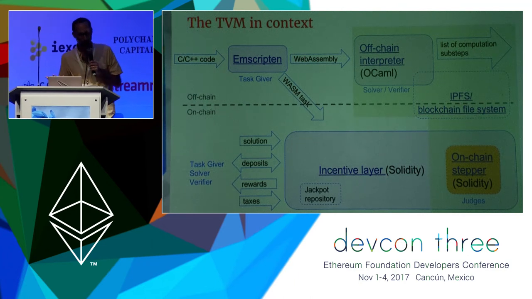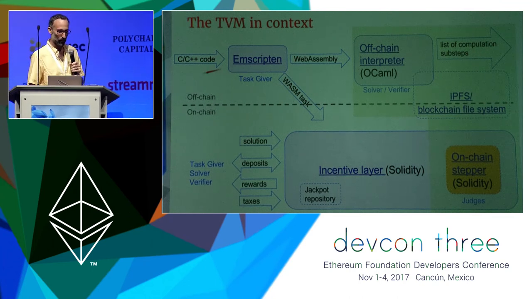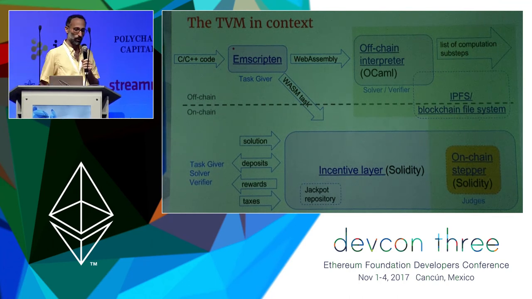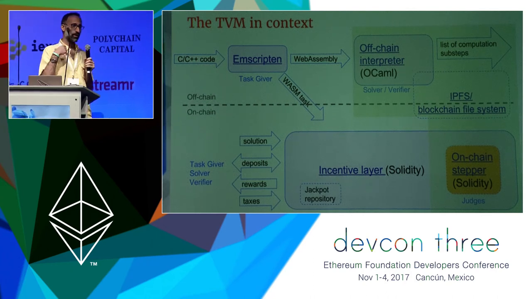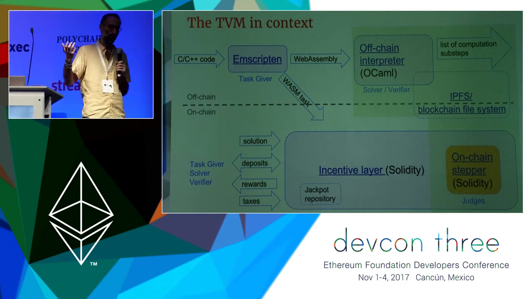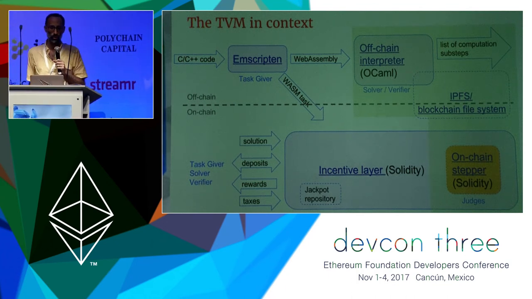So if you look at what it looks like overall, the picture of the TVM: you have your C and C++ code, and you want to run this task. So your smart contract needs some computational boost. So you have C or C++ code that says the task it wants performed, and it wants to ensure that it's done correctly. You can use a tool called Emscripten, which we use to transform the C++ code into WebAssembly code.